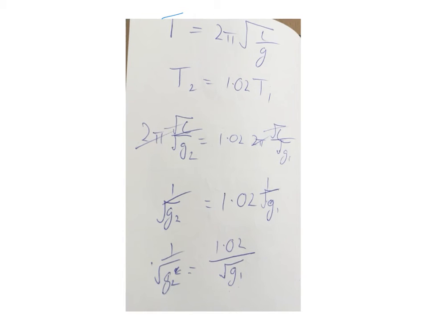So at this point, like I said, a good strategy, because we don't know L, is to seek to cancel things out from both sides. So 2 pi is on both sides, we can cancel that out, and the root of L is on both sides, we can cancel that out. This leaves us with 1 over the root of G2 is equal to 1.02 times 1 over the root of G1. We can write this right inside as just putting 1.02 over the root of G1.